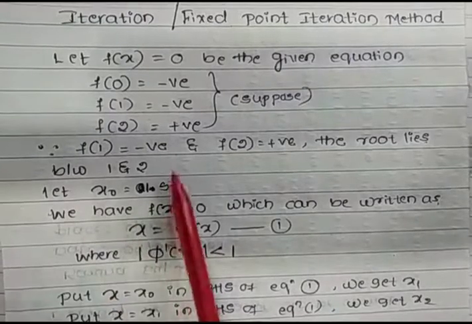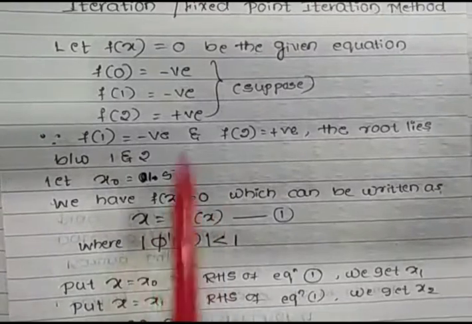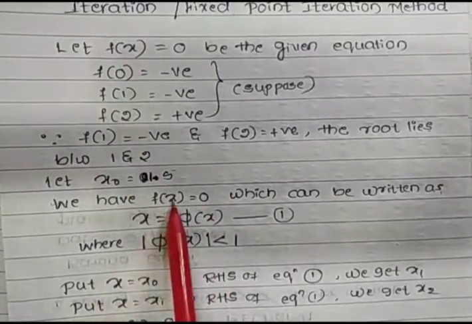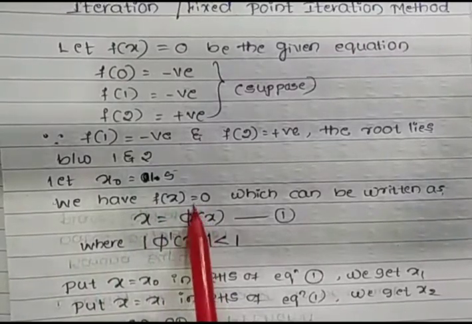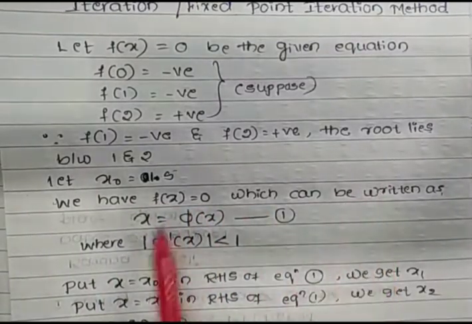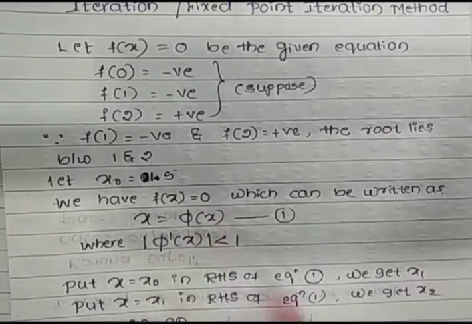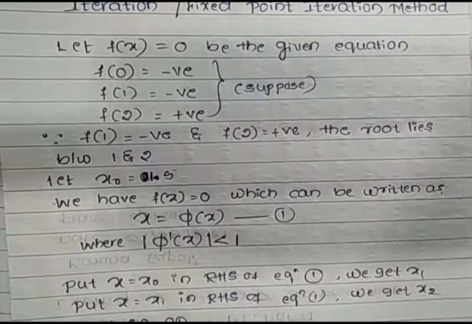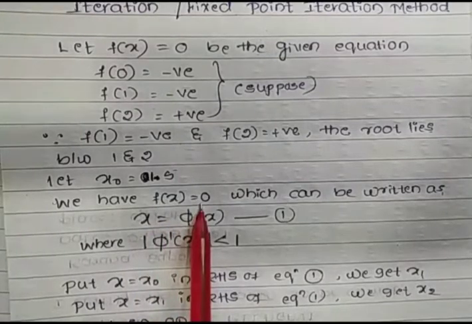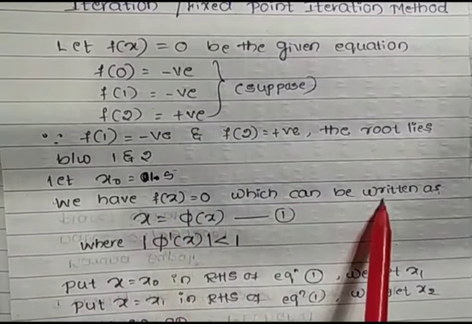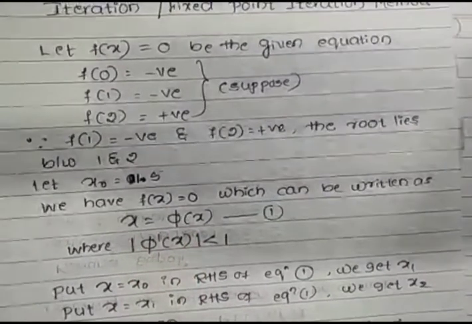After considering only one approximate value, we have to write the given equation one more time as it is. So we write f of x is equal to 0, and then we convert it into the form x is equal to phi of x. Now what is this phi of x? While solving the example, I will explain it. f of x is equal to 0 is the given equation, which we can write in the form x is equal to phi of x in many different ways.